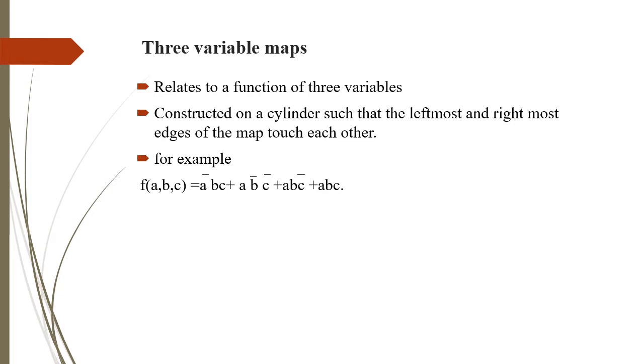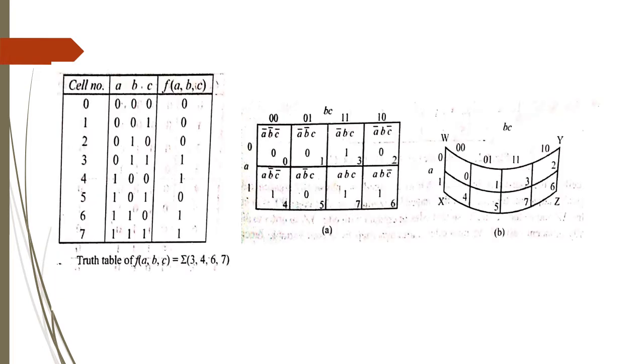Now the three variable K-map relates to a function of three variables. I can say that it is the same as constructing the map on a cylinder, such that the leftmost and the rightmost edges of the map touch each other. As an example, consider f of abc equal to a bar bc plus a b bar c bar plus abc bar plus abc. So this is the truth table of that. Wherever the function is 1, if I write it in decimal notation with summation, it relates to 3, 4, 6 and 7.